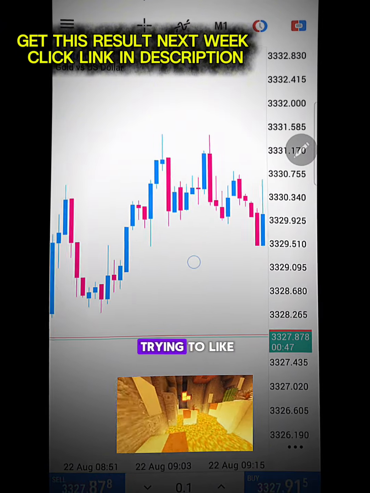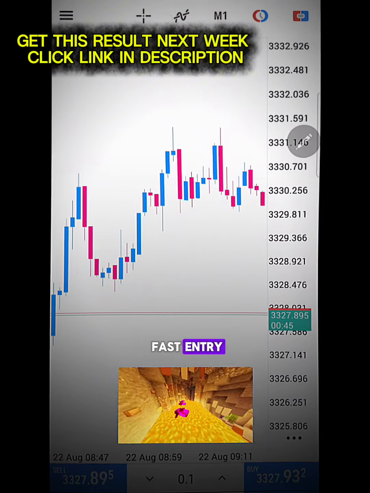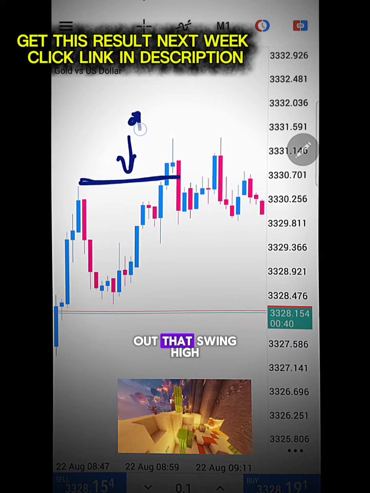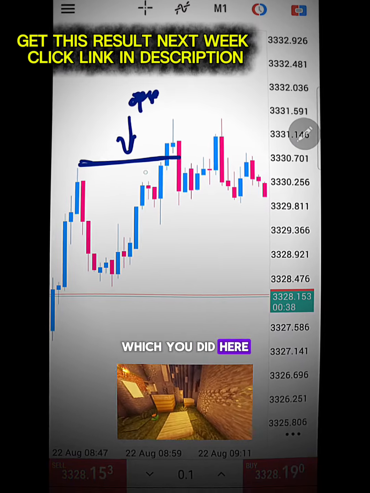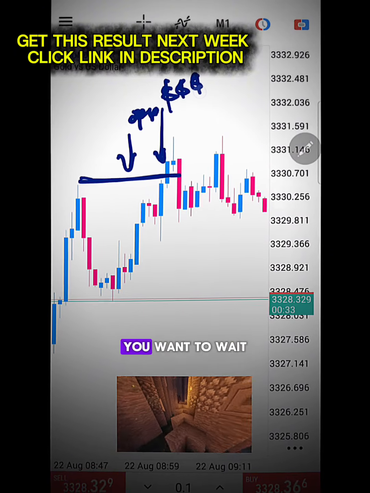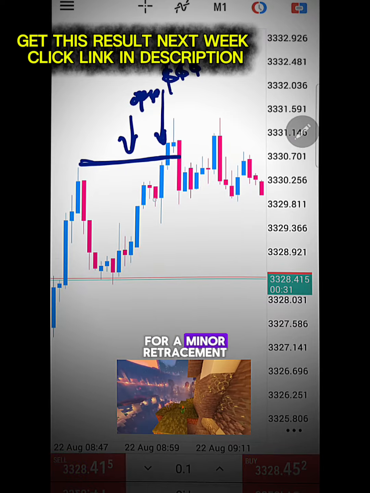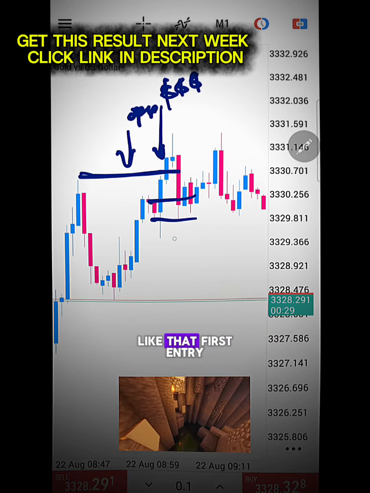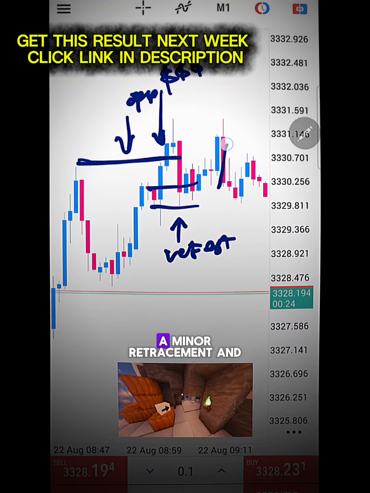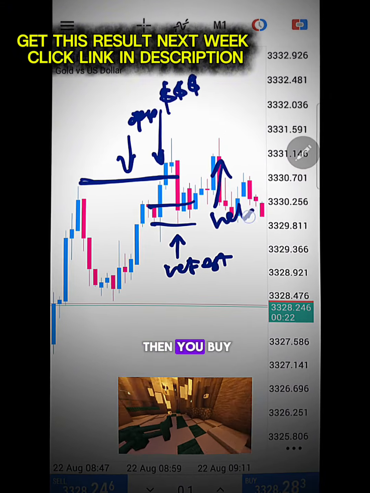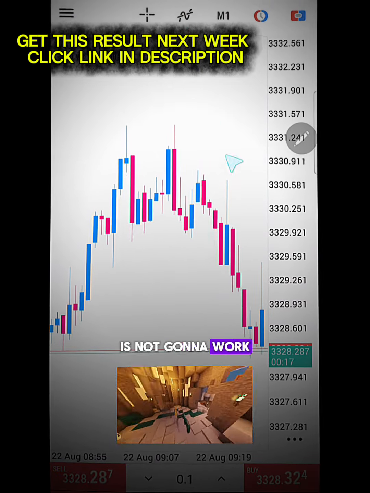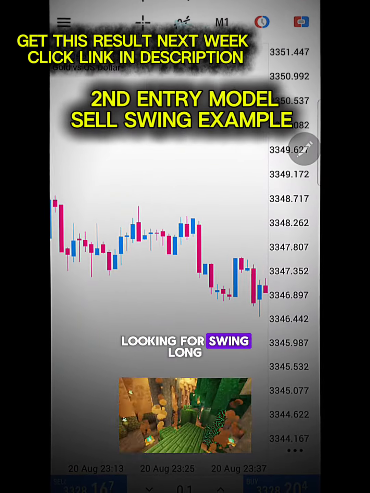So if you are trying to catch a 1 minute fast entry and there's no impulse, you want to wait for price to take out that swing high, which it did here. Then when price takes out that swing high, you want to wait for a minor retracement. This one is not like that first entry where you get a deeper retracement. You want a minor retracement, and then you buy. This kind of entry is for scalp entries. It's not going to work if you are looking for swing long-term trades.